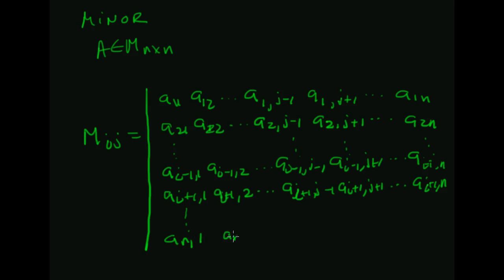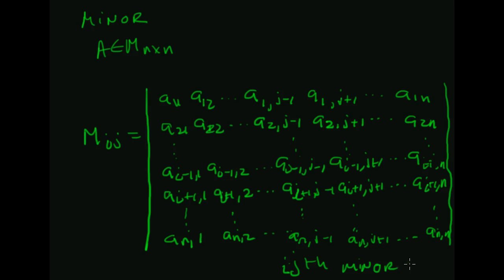An1, an2. Right, so this will be a i plus 1. No, that's not correct. It's a n j minus 1. This one is going to be a n j plus 1. And then this will be a n n, because this is a square matrix. So the minor is the determinant of this thing. So this is the ijth minor of A.